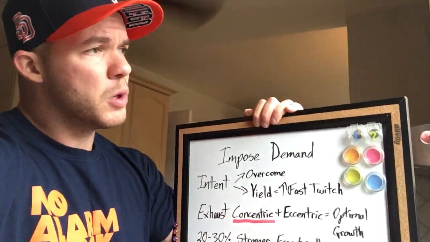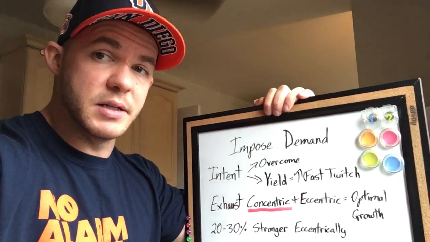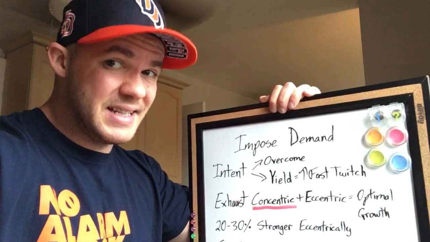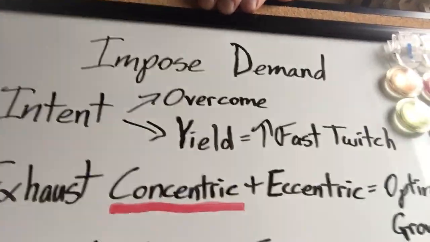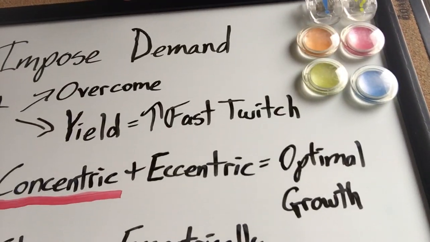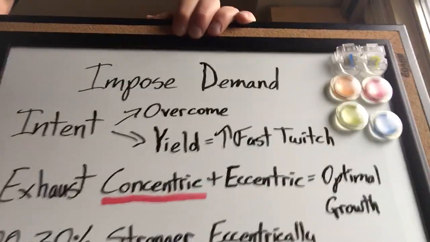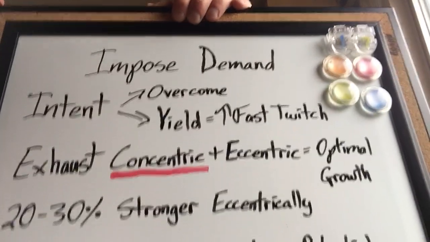Now, if you want to get the best result, you're going to want to exhaust your muscles to their fullest capacity, concentrically and eccentrically. But most people only exhaust their muscles concentrically, and therefore are leaving gains behind that they could be getting, because optimal growth is the result of exhausting your muscles to their fullest capacity concentrically and eccentrically.